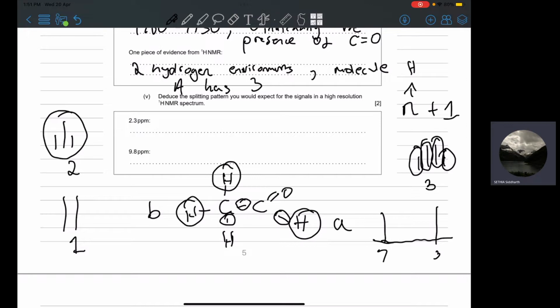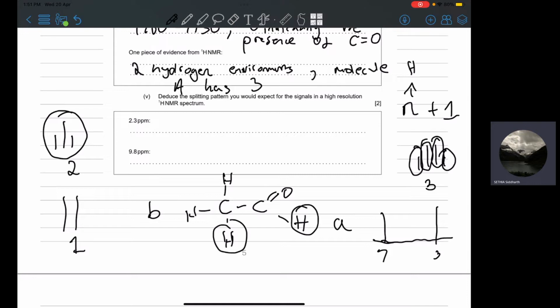So let's take a look at this again. Let me just erase these circles over here. Let's take a look at what the splitting pattern would be for this hydrogen over here. The first thing you need to do in order to determine the splitting pattern is to look at the number of neighbors that a hydrogen has. So let's take a look at the number of neighbors for this hydrogen over here.